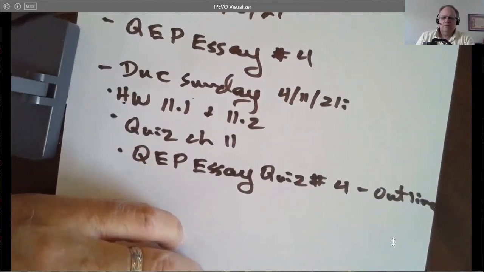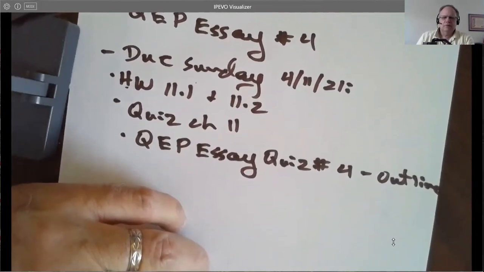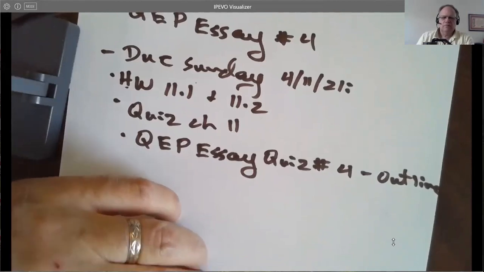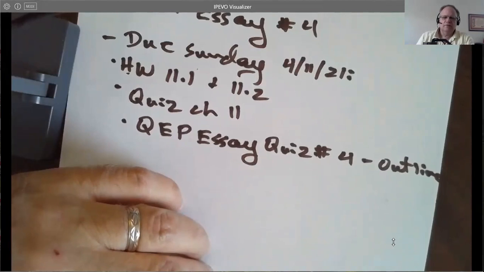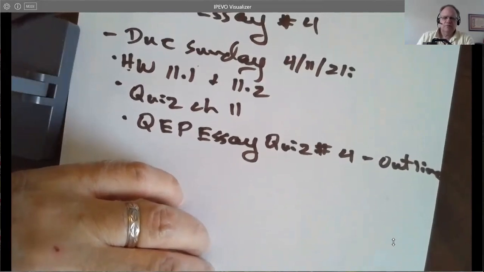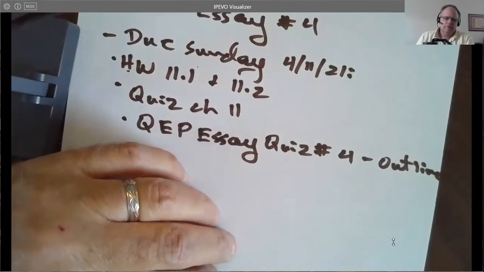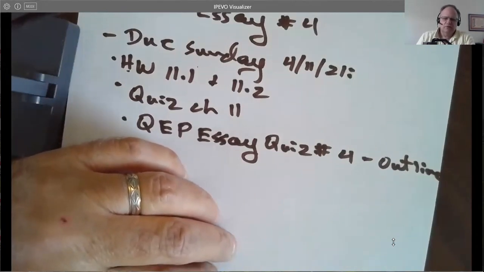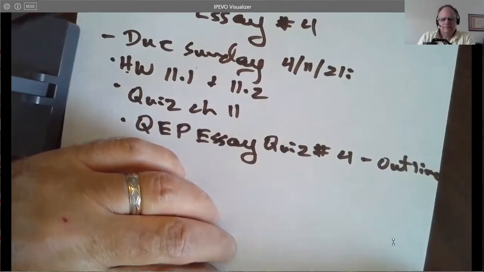Okay, what's due for Sunday the 11th? Homework for 11.1 and 11.2, and a quiz for chapter 11, which covers 11.1 and 11.2. And I've decided to make 11.3 and 11.4 due not this Sunday, but next Sunday, along with the test. And I've decided to go over the review next week when we come back.